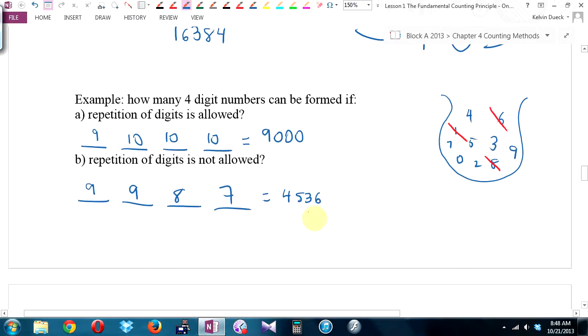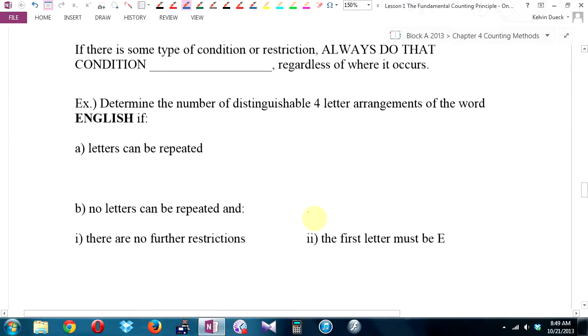I don't know if you remember, but last day, Connor, I said the whole point of this was to count without actually counting. Again, even 4,536, you probably could list all the possibilities. You'd probably miss one or two. Okay? Next page.